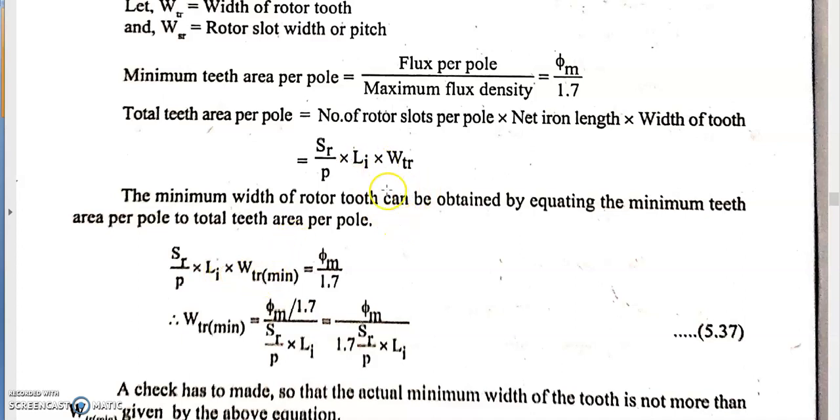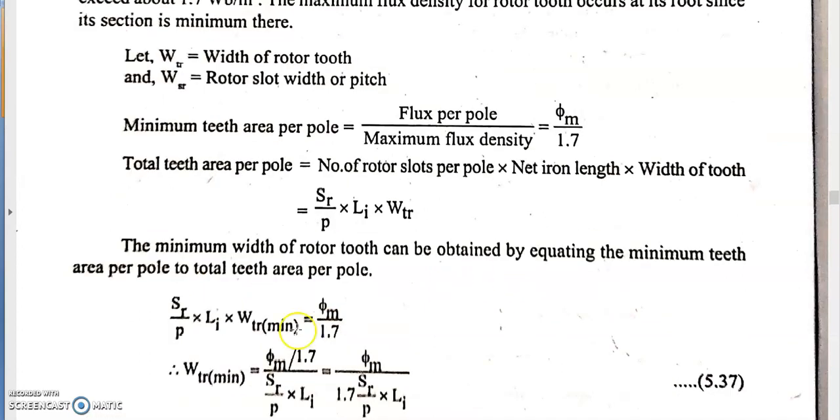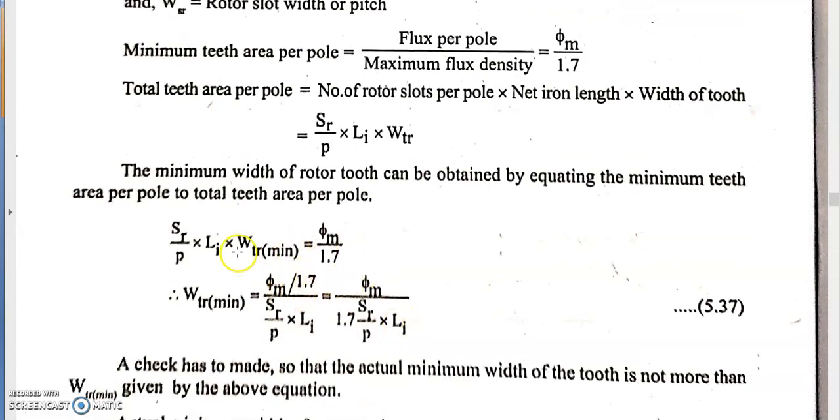So on substituting this we are getting the minimum tooth width, because minimum tooth width should be allowed for the rotor so that this maximum flux density can be withstood. Suppose the width of the tooth is reduced below this minimum width, then the flux density will exceed 1.7 Wb per meter square. That cannot be withstood by the rotor. That means the rotor core will get saturated. So to avoid saturation of the rotor core, we are maintaining the minimum tooth width, but the tooth width can be more than this also.